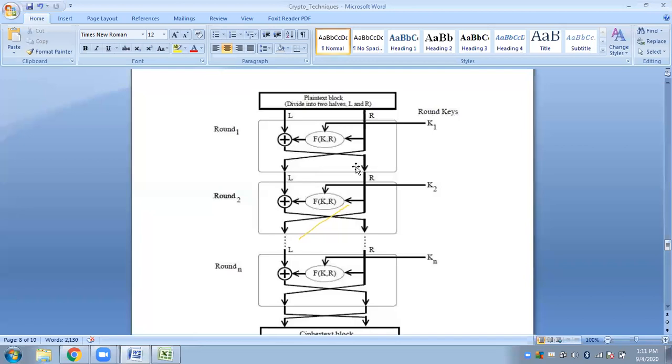Then in round 1, the left part will be left as it is. The right part of the message will be fed into a function. Here we will be performing some function based on the algorithm that you use. It can be any logical function, any mathematical function. To this function we will be feeding the right half of the plain text as input, and also we will be choosing a key.